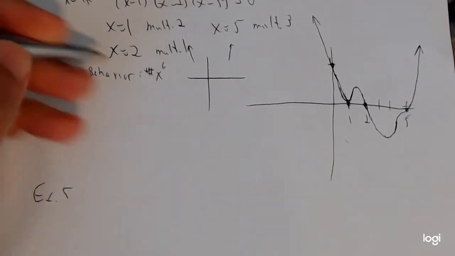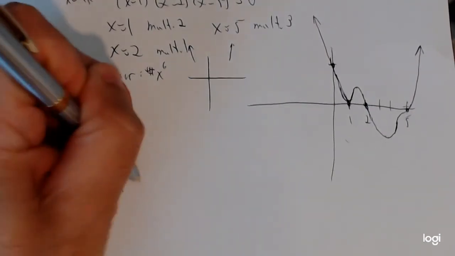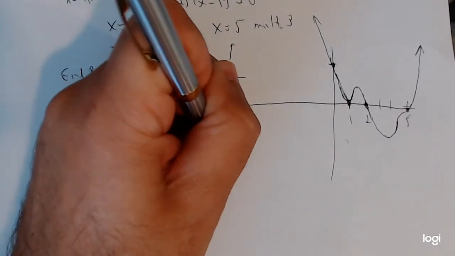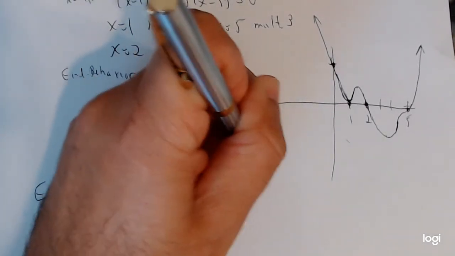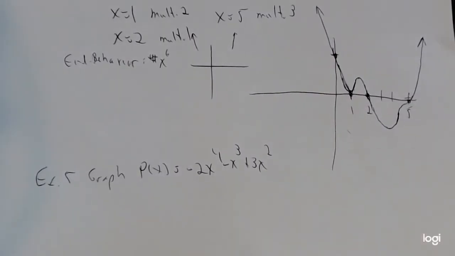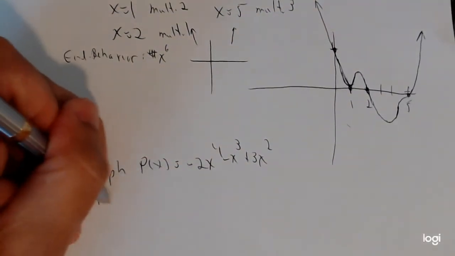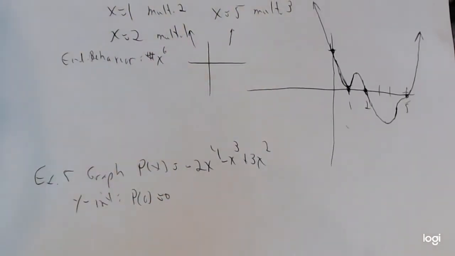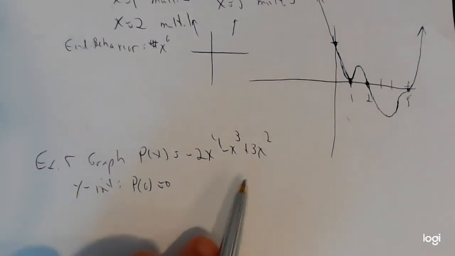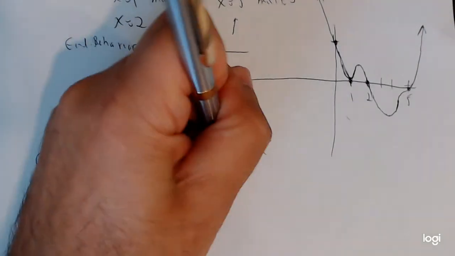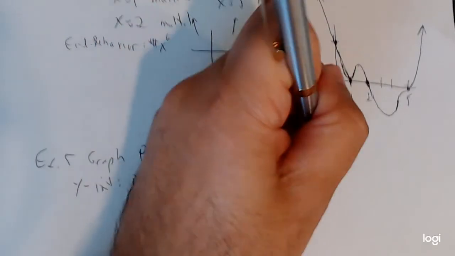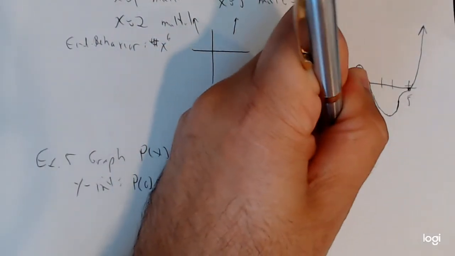So for example 5, and you might want to pause this video and graph this on your own. This is negative 2x to the 4th minus x cubed plus 3x squared. So to find my y-intercept, that's easy. Plug in 0 for x, and we get 0. So in fact, it's not only a y-intercept, it's also an x-intercept. So to find the x-intercepts, we just take negative 2x to the 4th minus x cubed plus 3x squared. You set it equal to 0.